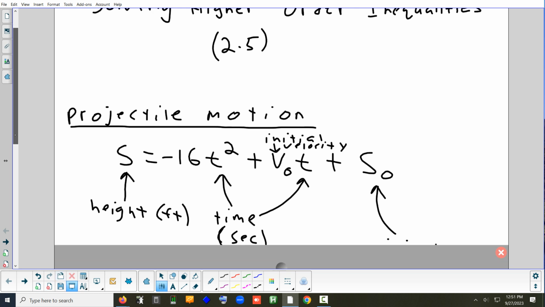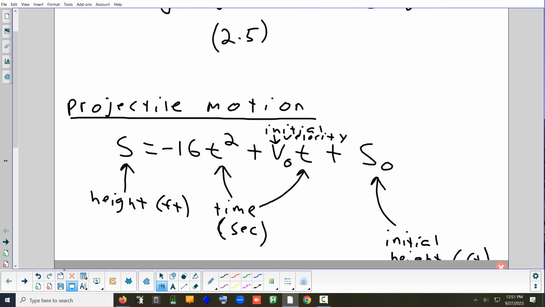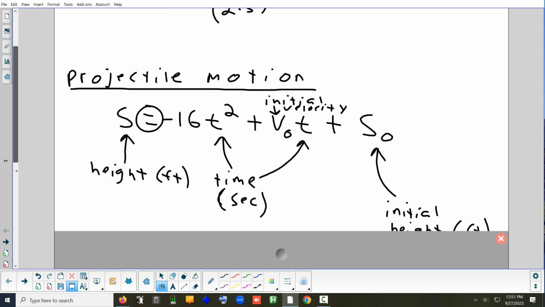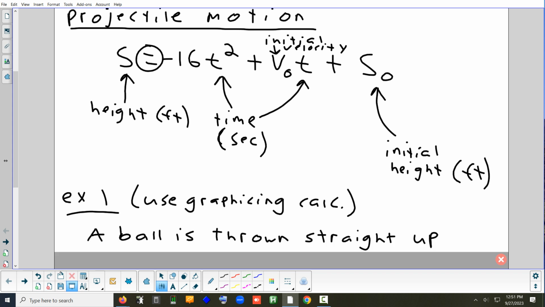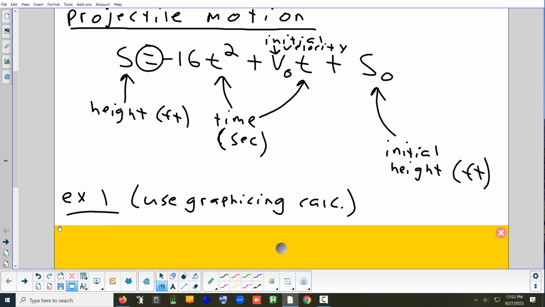Now, when we did this before, we looked at solving a problem where we found when it was exactly at a certain height. Well, now we're going to replace this with an inequality. Instead of finding when it's exactly a height, we'll find when it's above a certain height. And the first one we're going to do on the calculator. The second one we'll do, I'll show you how to do it with algebra. We're gonna start with the calculator.